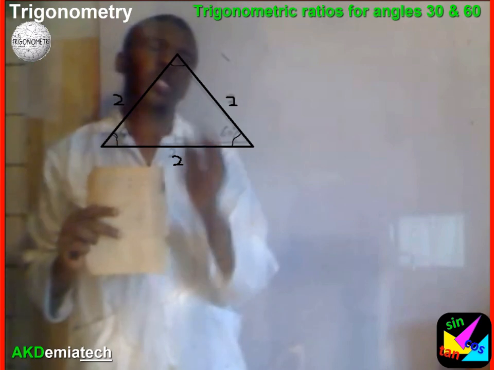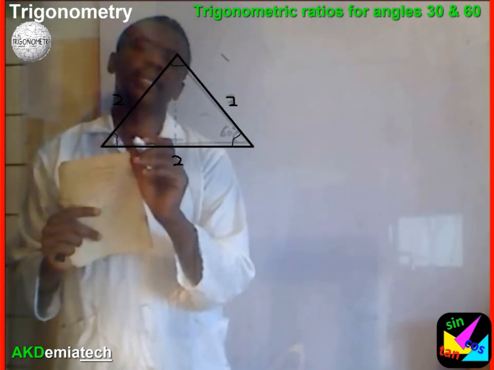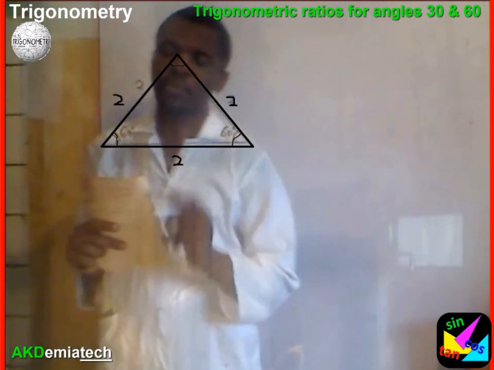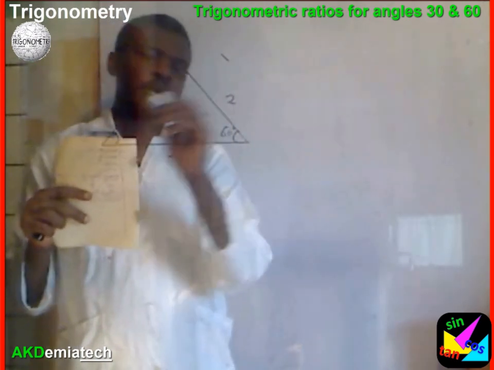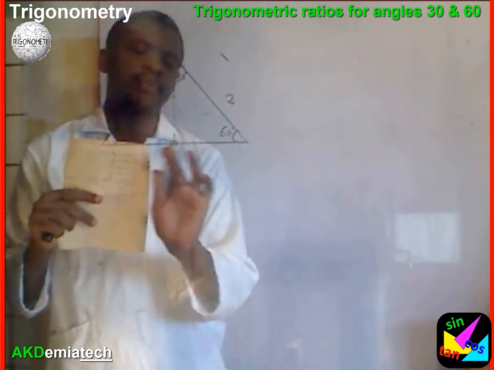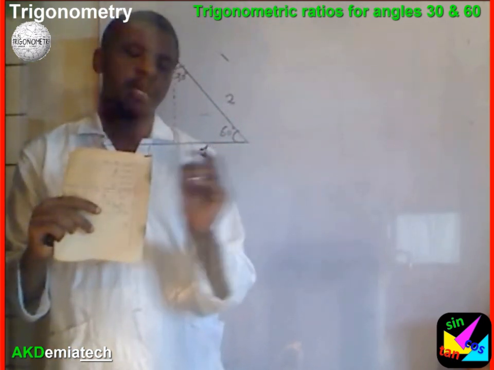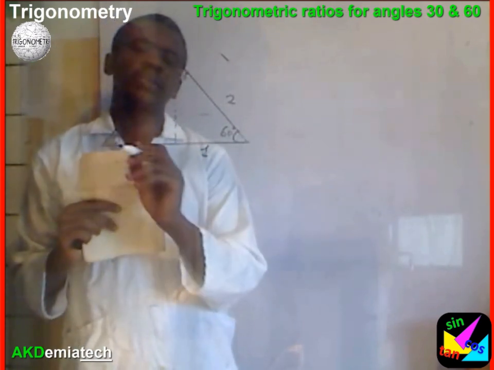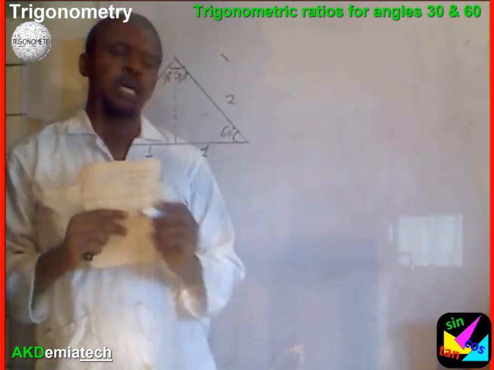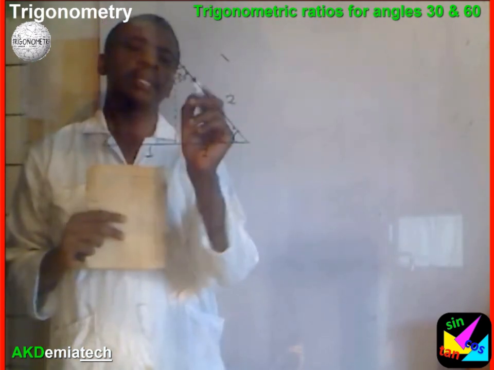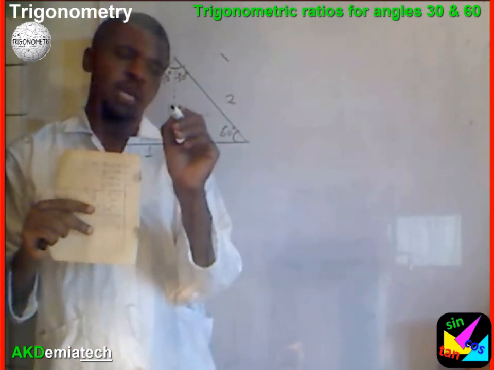I can use this triangle to work out the ratios when the angle is 60 degrees and when the angle is 30 degrees. Going by Pythagoras theorem, I'll need to know this side. Here I have this and this side also divided into equal units, so I have the 1 and 1.